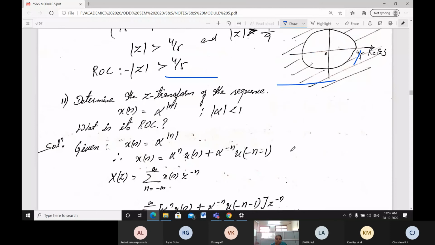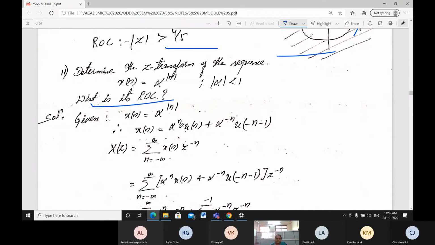Okay, next problem is to determine the z transform of the sequence x of n is equal to alpha raised to mod of n, where mod of alpha is less than 1. What is its ROC? We have to find out. Given equation is x of n equals alpha raised to mod of n. Because of mod n, it is going to exist for both the positive values and also for the negative values.